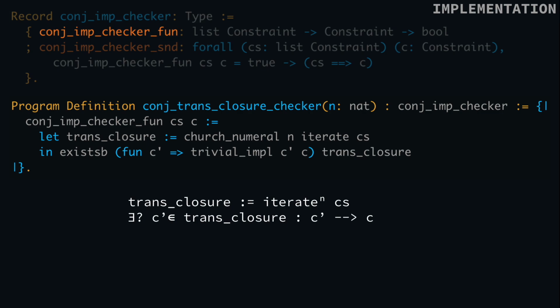The function returns true if there exists a constraint C prime in the transitive closure such that C prime trivially implies the thesis. By trivially implies, we mean that if the thesis was x greater than 0, then C prime would be something like x greater than 100. We have a stronger constraint than the thesis, and therefore the weaker constraint trivially follows from the stronger one.